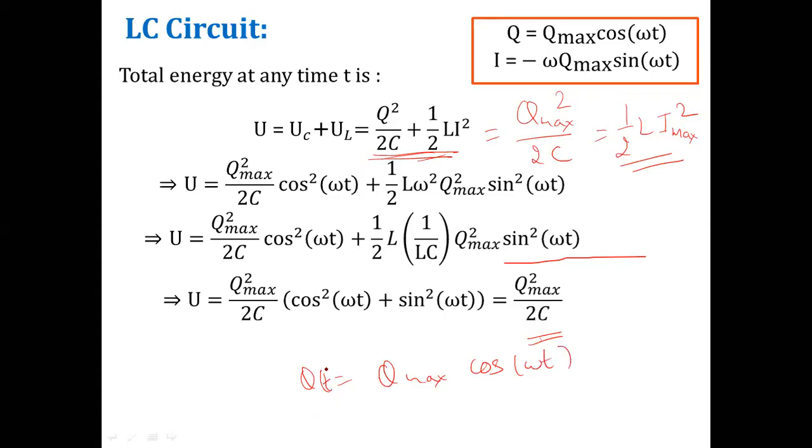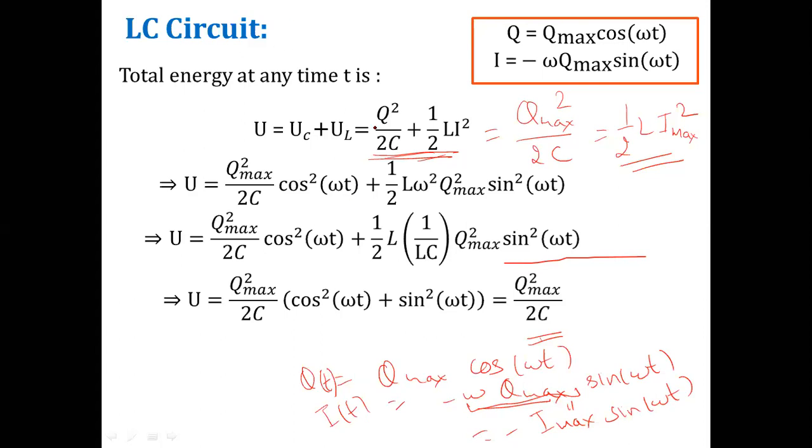I'm not writing it as a function of time because I'm assuming it is obvious that you already know that your charge and your current are always a function of time. Similarly, your I would be equal to minus omega q max sine omega t. And we did prove that omega times q max is equal to I max. This would be your expression. This is equal to your I max. Plug in the value of q and I into this here.